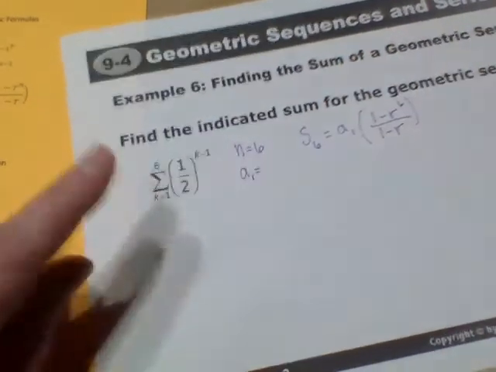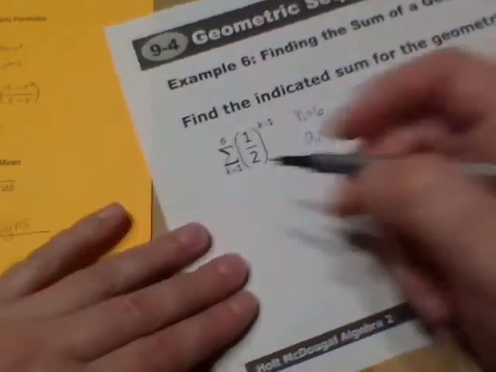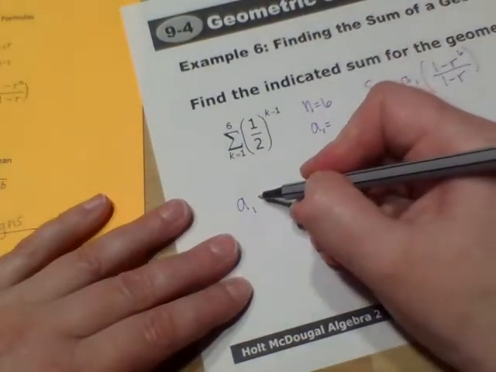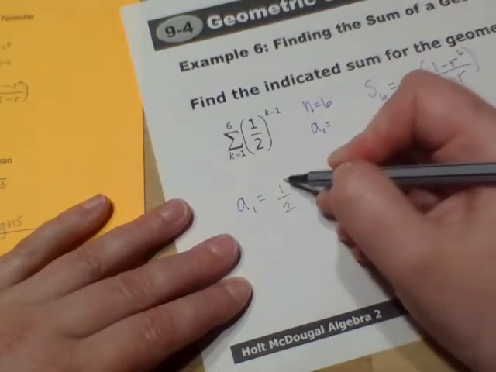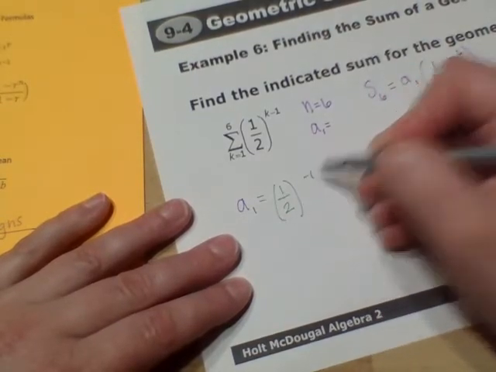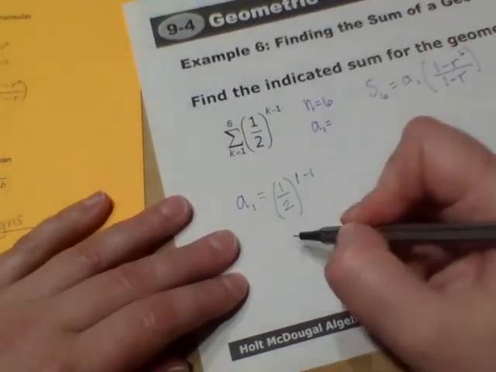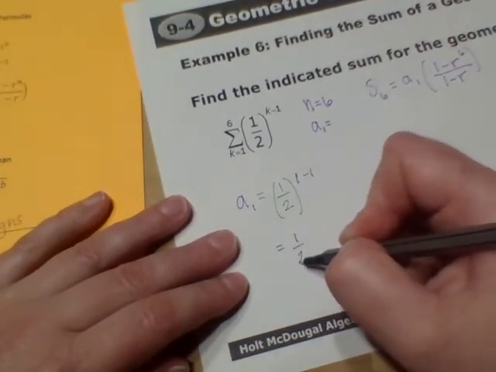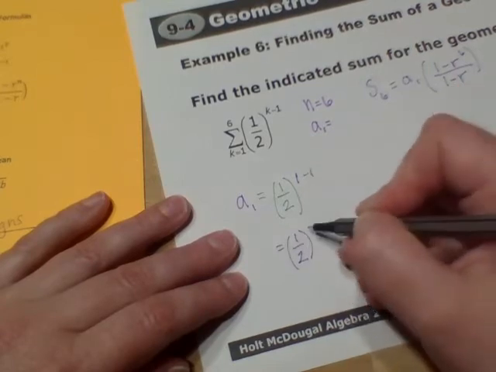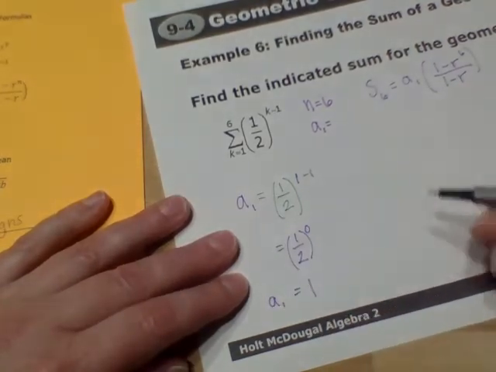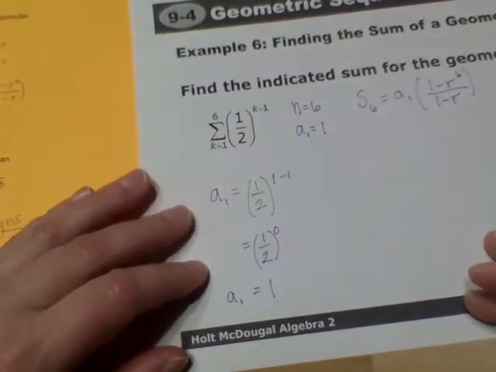And a sub 1 comes when you take a 1 and plug it into this expression here. So a sub 1 is going to come from 1/2, and I'm going to plug in a 1 for this k. So that means that I'm going to have 1/2 raised to the 1 minus 1, which is 0. And so that means that my first term is 1. The first term is 1.